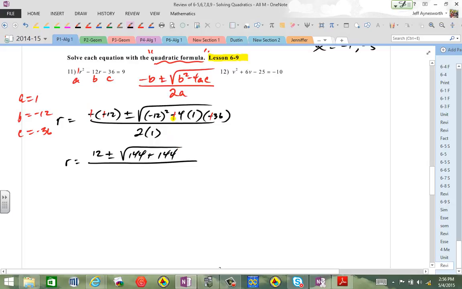Let's see, 120 and 24. Yeah, that's right. All right, all divided by 2. R is equal to 12 plus or minus the square root of 288, all divided by 2.